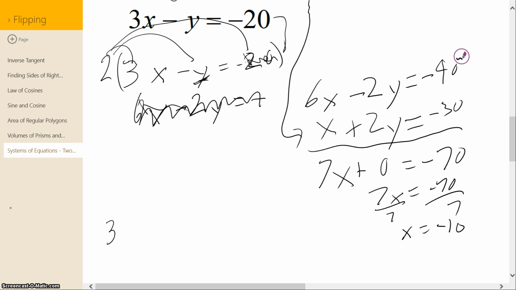The 3x, plug in negative 10 for x, because we already said that. 3 times negative 10 minus y equals negative 20.